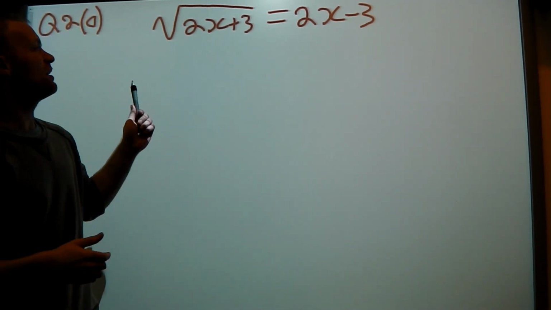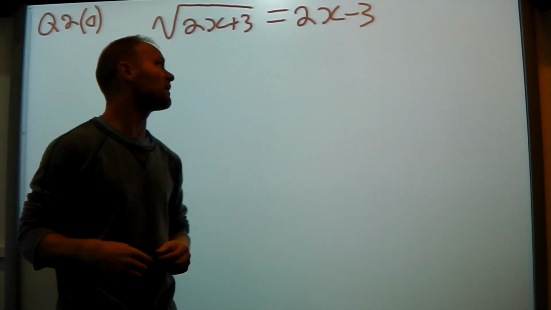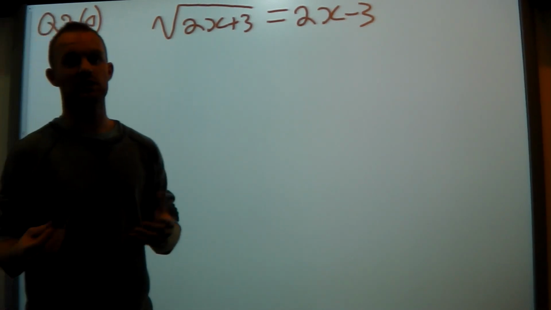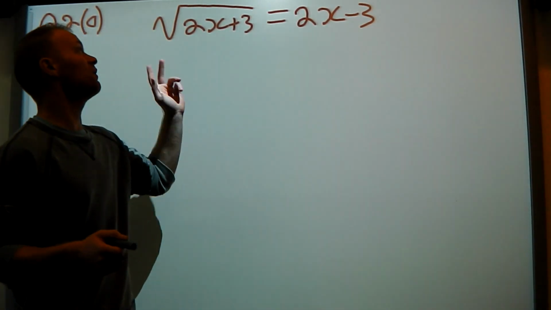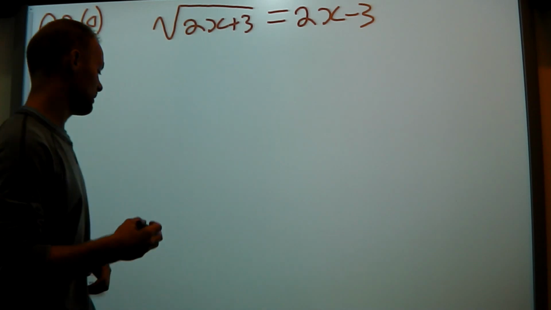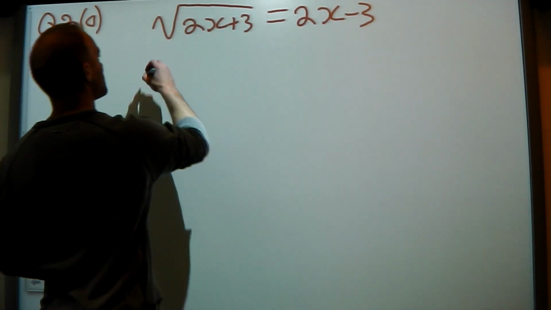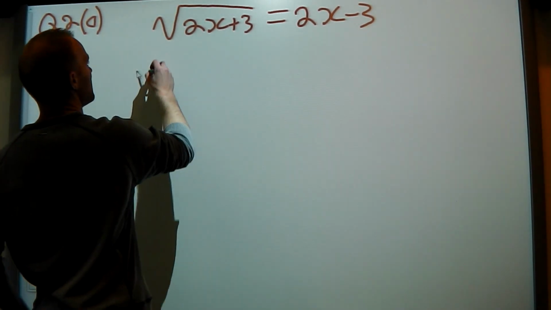Now here we just have an equation. We're asked to find the value or values of x. The simplest way to do this equation is we want to get rid of the square root straight away. So what we'll do here is we'll square both sides, and we're allowed to do this.